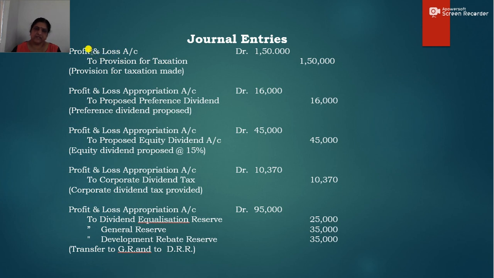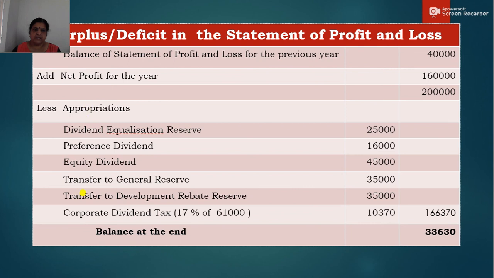Okay. So the first journal entry will be profit and loss account debtor to provision for taxation 1,50,000. Then all the other things are appropriations. So they will be debited to profit and loss appropriation account. So profit and loss appropriation account debtor to proposed preference dividend. Then profit and loss appropriation account debtor to proposed equity dividend. Profit and loss appropriation account debtor to corporate dividend tax. Profit and loss appropriation account debtor to dividend equalization reserve, general reserve and also development rebate reserve. So all these appropriations will be debited to profit and loss appropriation account.